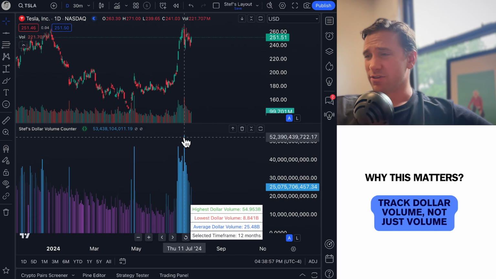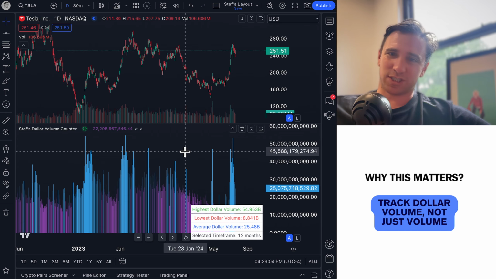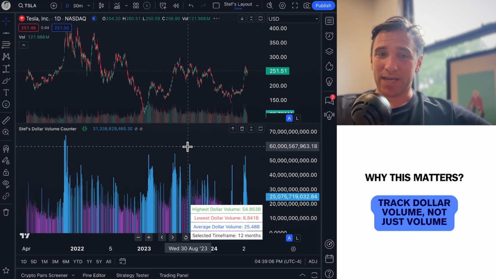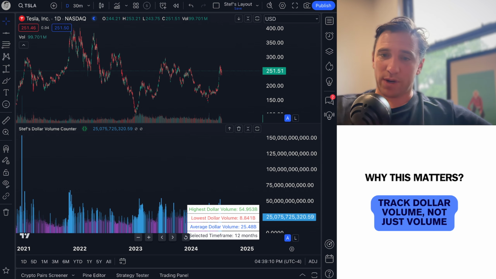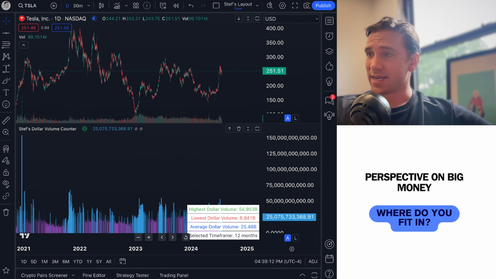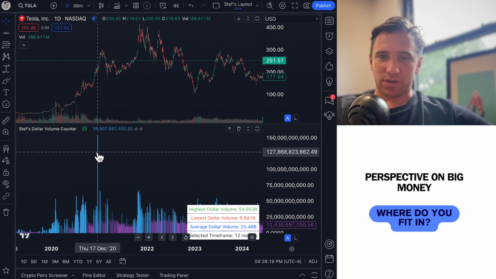Also, for the new traders and investors out there, it's a really great reminder about what type of money is involved in markets. These are huge sums of money going in and out. And with the dollar volume counter, you can visualize that. Now, this is the next key point about the dollar volume indicator that I think is really important: perspective on big money. So actually, if you look at this Tesla chart, check this out.